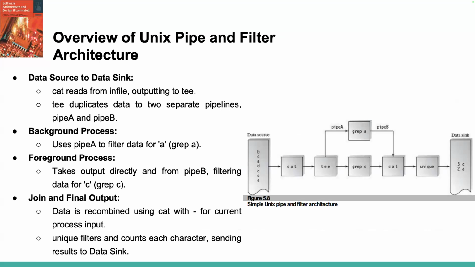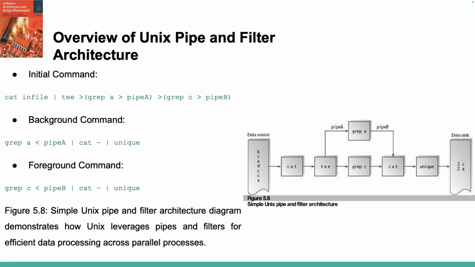Let's break down this more complex example of a Unix pipe and filter system. The cat command reads data from an input file and passes it to the tee command, which splits the data stream into two paths, pipeA and pipeB. The data in pipeA is filtered using the grep command to find occurrences of the character A, while the data in pipeB is filtered for the character C. These separate filtered data streams are recombined with the cat command and passed to a final filter, uniq, which counts the unique characters. This demonstrates how Unix leverages the pipe and filter architecture to handle parallel data processing across multiple components.